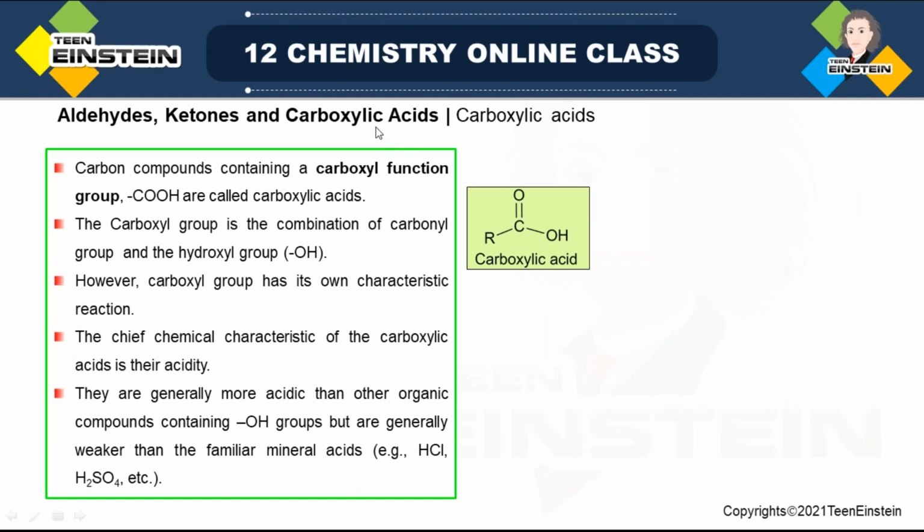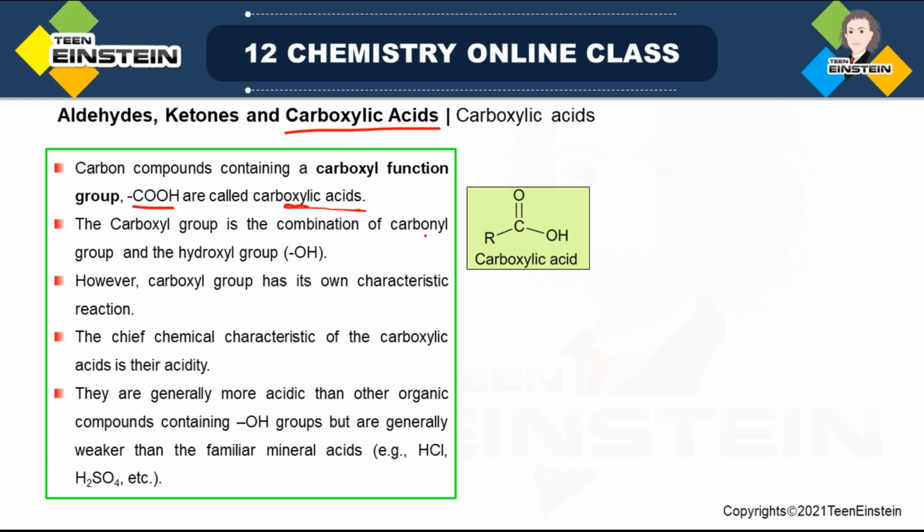So now we will start carboxylic acid, the last important compound for this chapter. Carboxylic acid, this is the structure, as you can see here, COOH groups are present. So these are carbon compounds where you will find the carboxyl functional group. Basically they are carboxylic acids, but the group is called the carboxyl functional group.